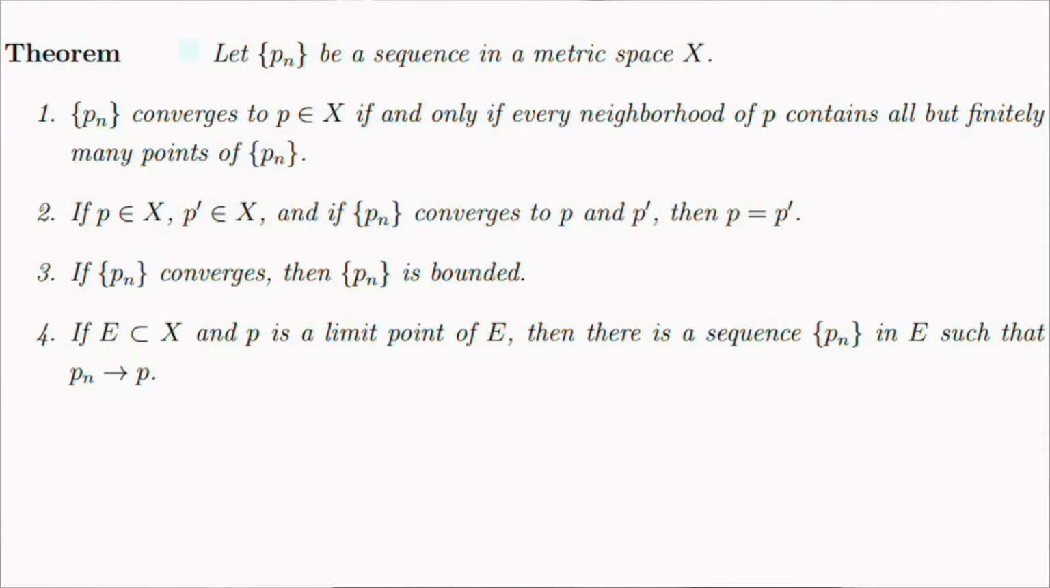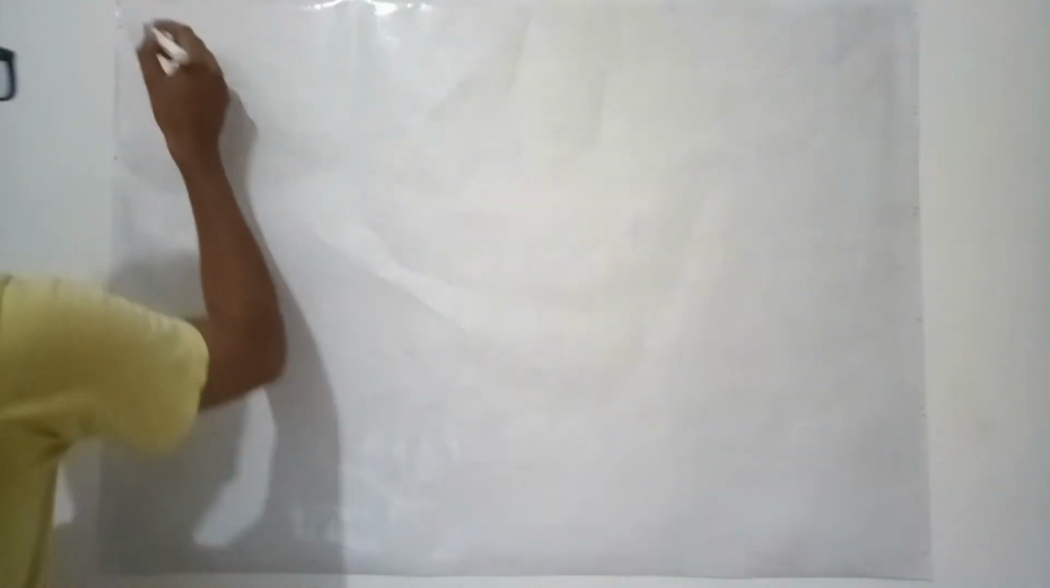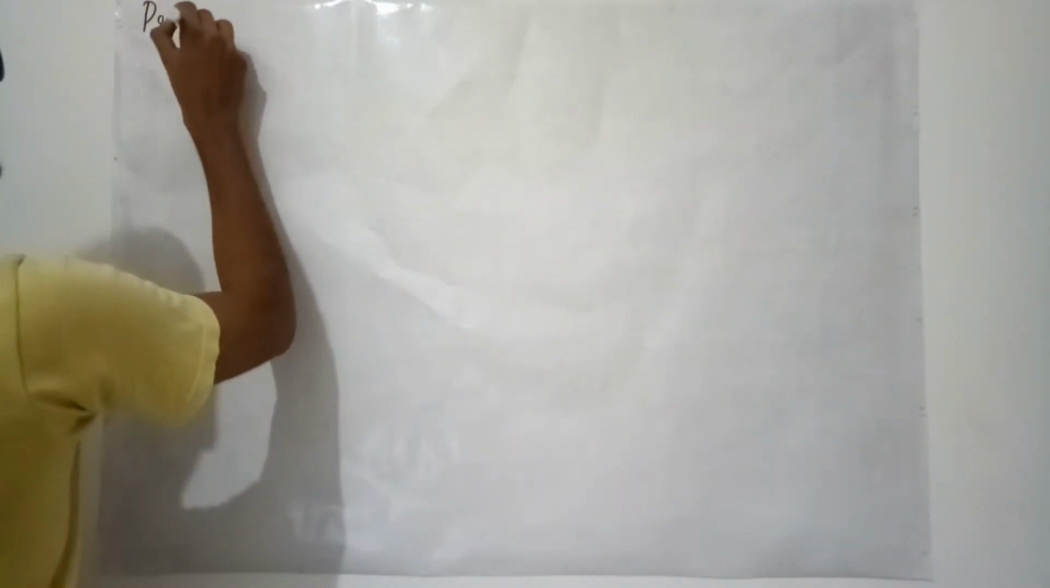It will have almost all the points of the sequence excluding some points, which means we are just going to neglect only a finite number of points in the sequence and all other terms in the sequence will be there in the neighborhood. That is what we are going to prove first. Now let us get into the proof formally.